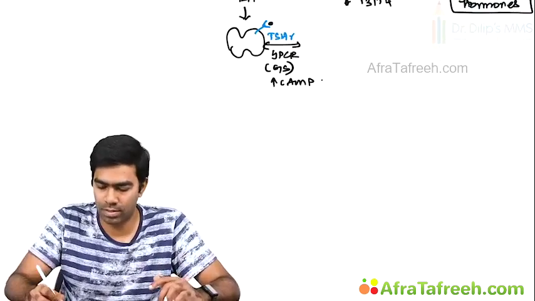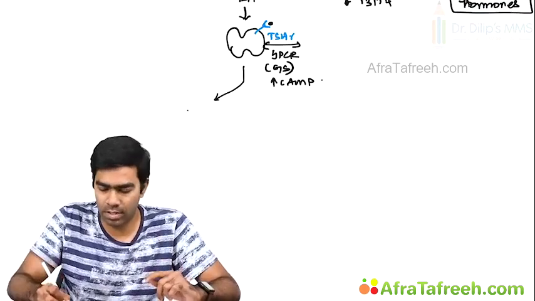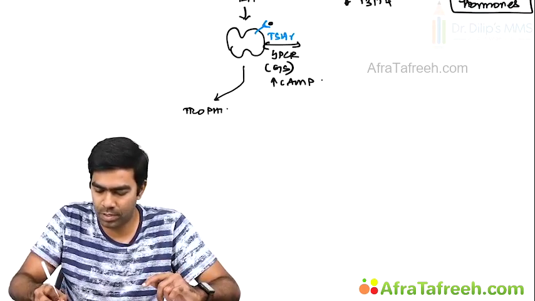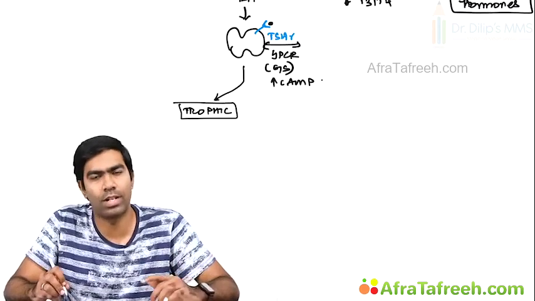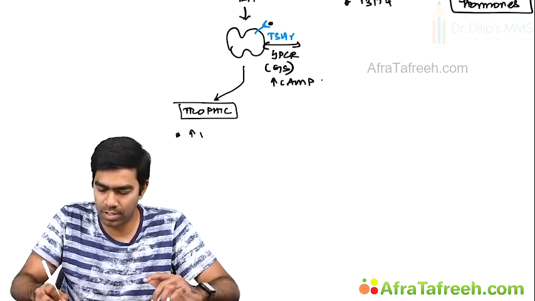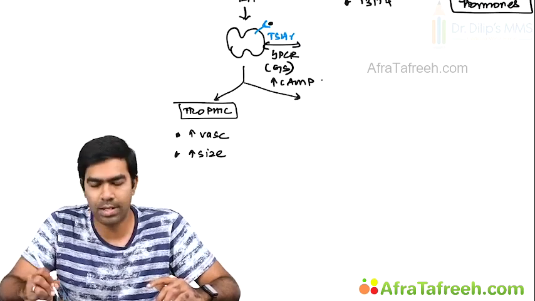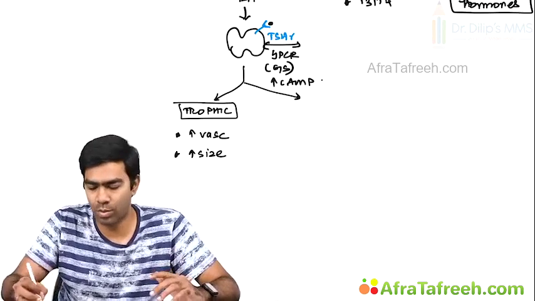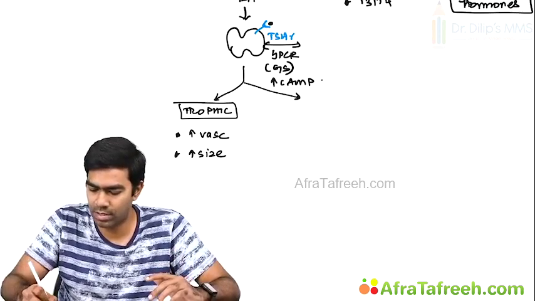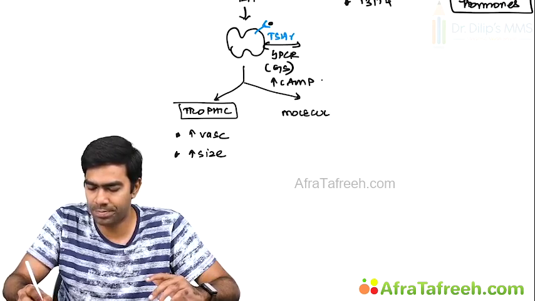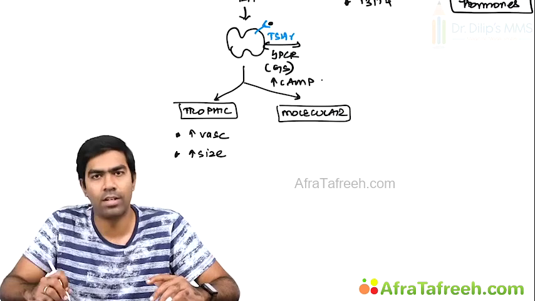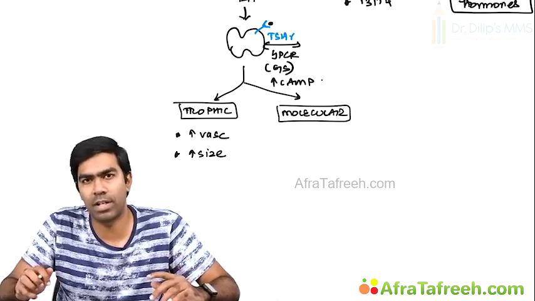So what are the effects? The first effect is the trophic effect. Remember, TSH is a trophic hormone, which means it increases the vascularity of the gland. At the same time, it increases the size of the gland as well. It also stimulates various molecular level pathways in the thyroid gland. So what are the molecular level pathways that are stimulated?